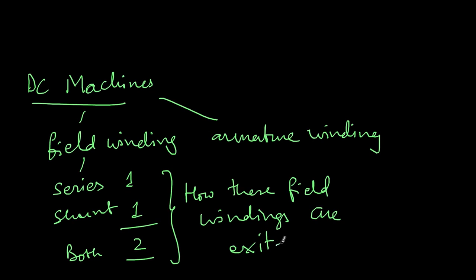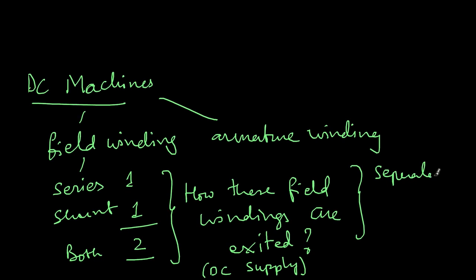When I mean excited, basically the meaning is DC supply. How these field windings are getting a DC supply. Sometimes a separate DC supply is provided, so then we call it separately excited. And some other times the DC supply is provided by the armature, so then it is self-excited. So this is the terminology.